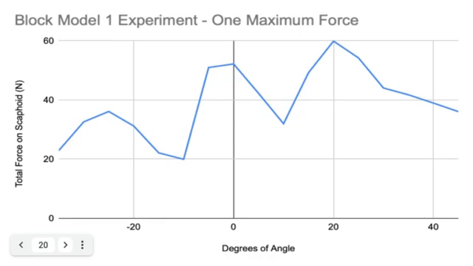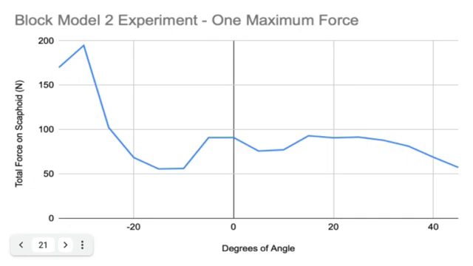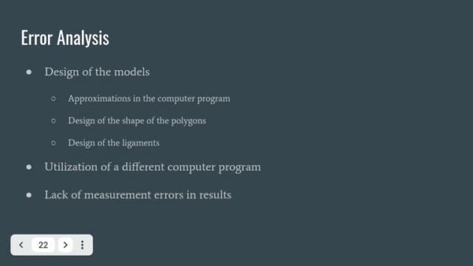The results for the block experiments generally saw the one maximum force go through 3 major shifts between increasing force and decreasing force. For Model 1, its trend consisted of 3 peaks at negative 25 degrees, 0 degrees, and 20 degrees, where the one maximum force changed from increasing magnitude to decreasing magnitude. For Model 2, its trend consisted of 3 main peaks at negative 30 degrees, 0 degrees, and 15 degrees, where the one maximum force changed from increasing magnitude to decreasing magnitude.